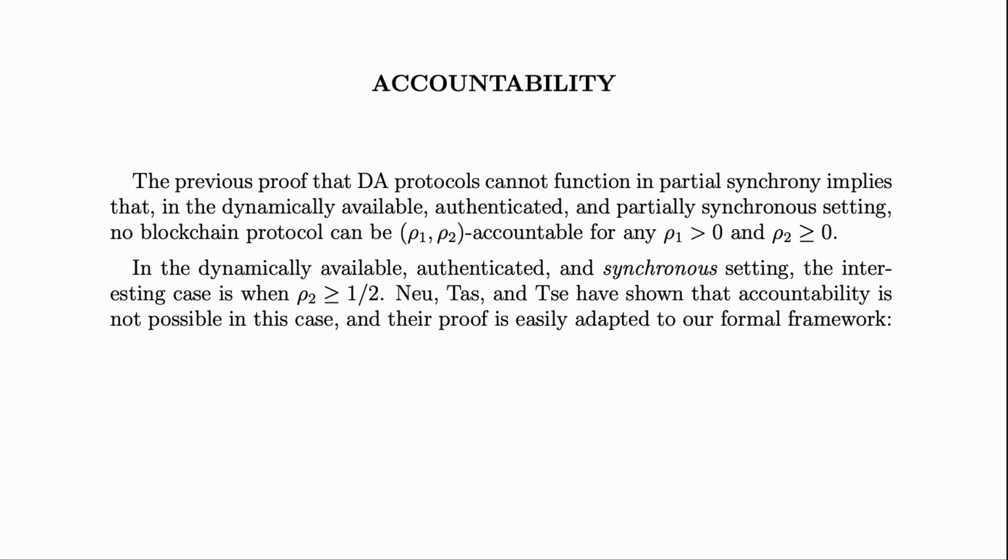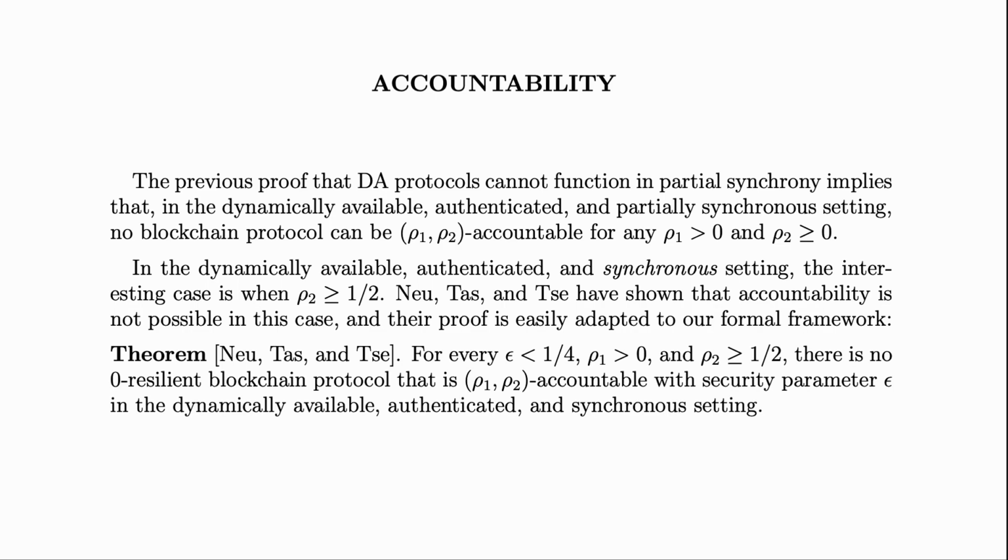How about the synchronous setting? Here, authenticated just means we have a signature scheme available. In the dynamically available, authenticated and synchronous setting, the interesting case is when ρ2 is greater or equal to half, because below that point we can just ensure there's consistency anyway. And in that case, Neu, Tas, and Tse have shown that accountability is not possible. Their proof is easily adapted to our framework, so we get the following result, which is basically due to Neu, Tas, and Tse.